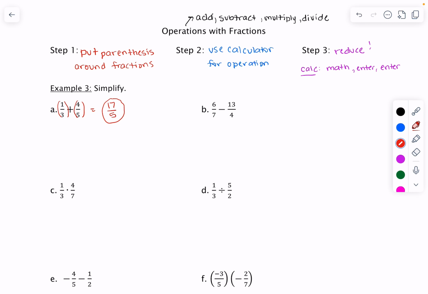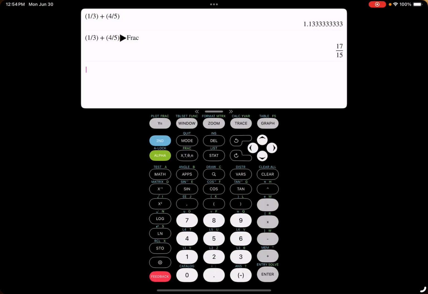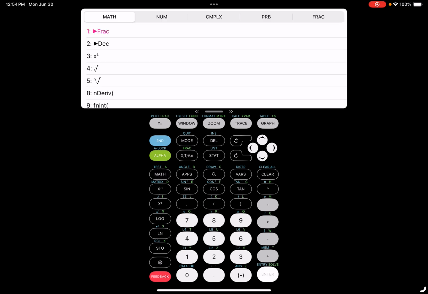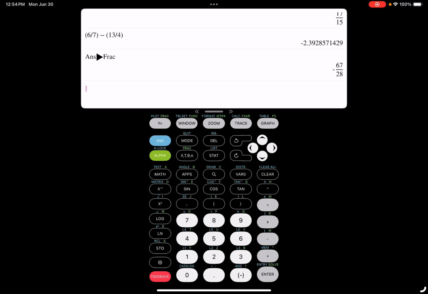So let's try letter B. So the first step is I'm going to put parentheses around 6/7. I'm going to keep the minus sign out of the parentheses and put parentheses around the 13/4. Go to my calculator, parentheses 6 divided by 7. And now I'm going to use the subtraction sign and do 13 divided by 4. So it should look just like how your paper looks. Hit enter. That is a wild decimal. So definitely math enter here. So it's negative 67 over 28.